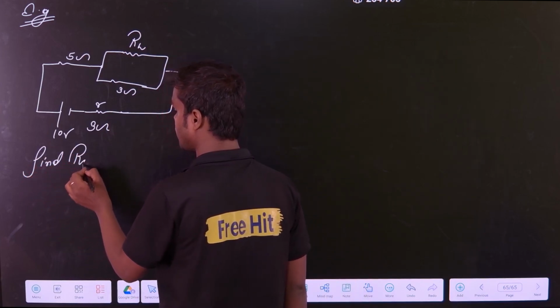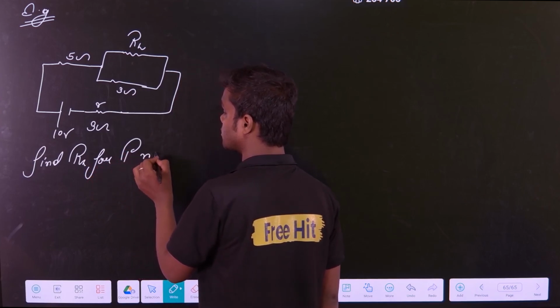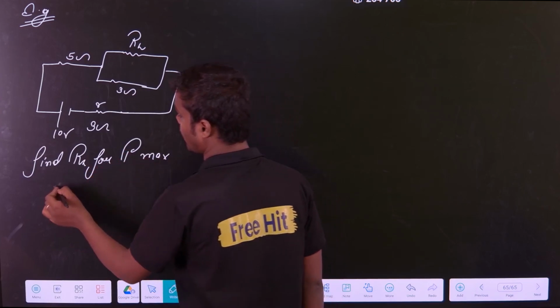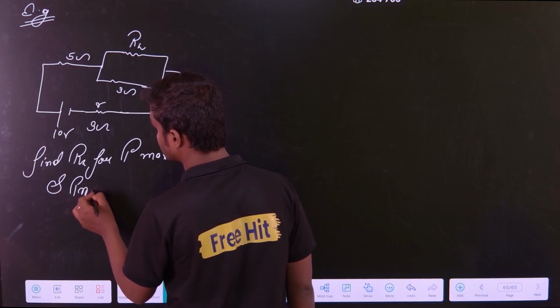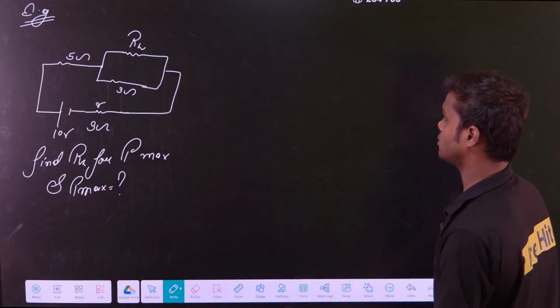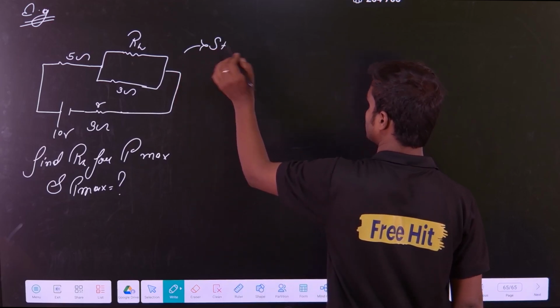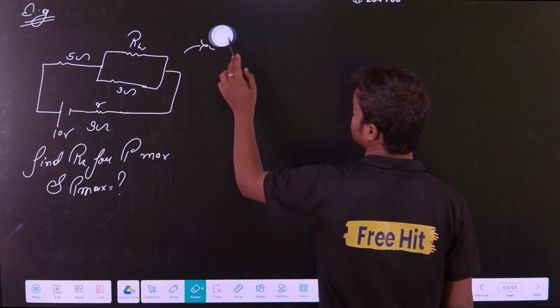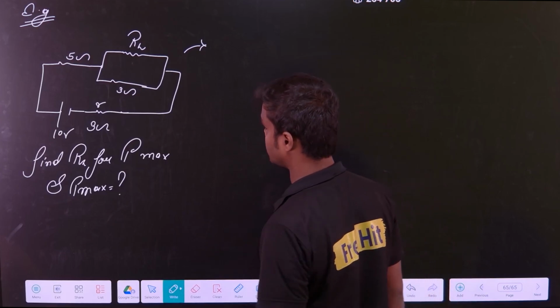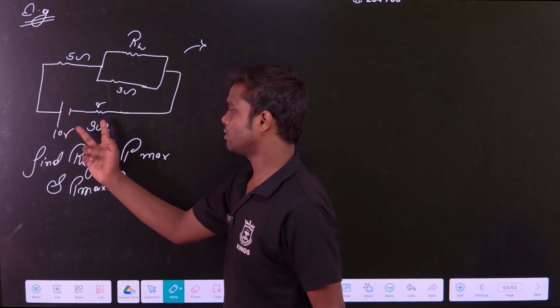You have to find, first, RL for P max, and second, how much is the value of P max. That is all the things you have to calculate. So what is the approach? First method, step 1: you have to first see whether there is an internal resistance. Yes, and they have given the value and they have also drawn it. Generally they will draw.